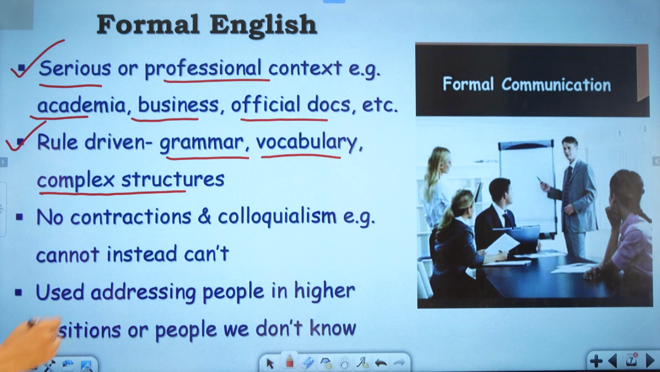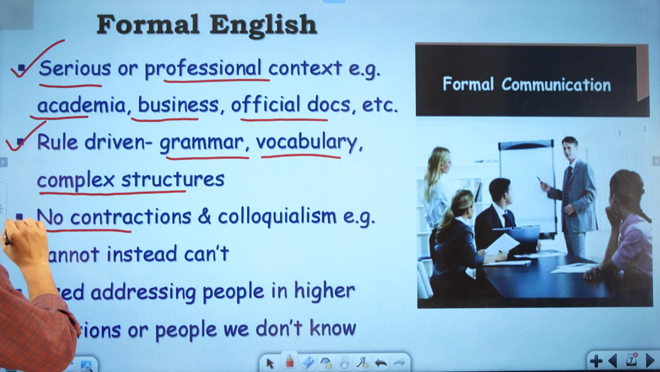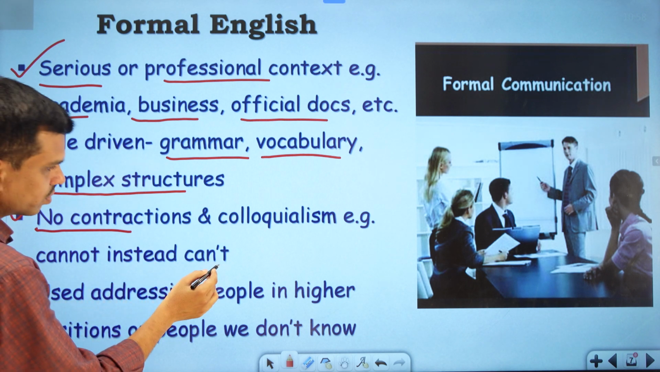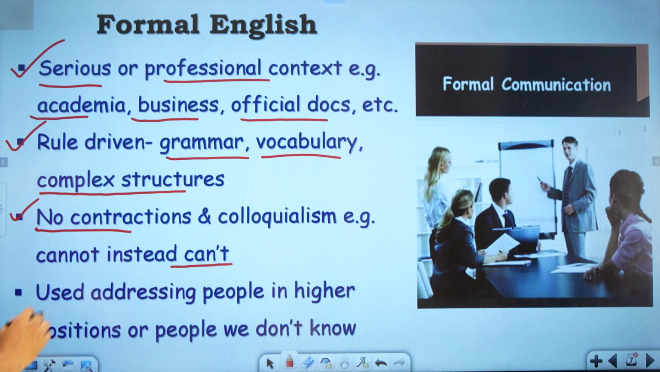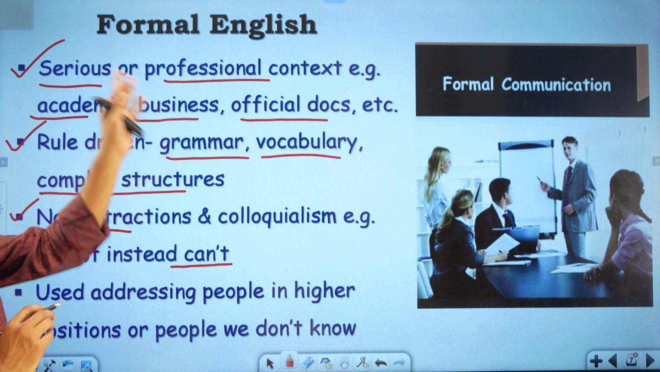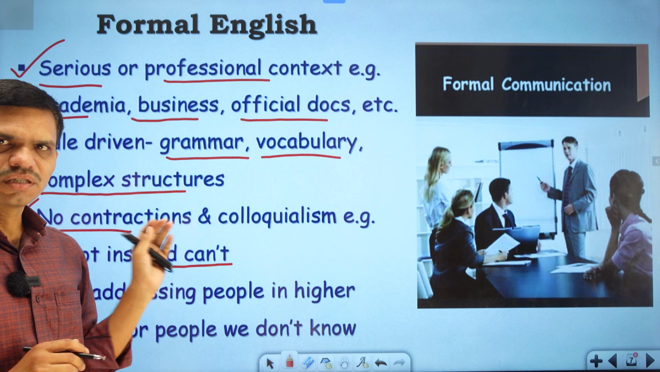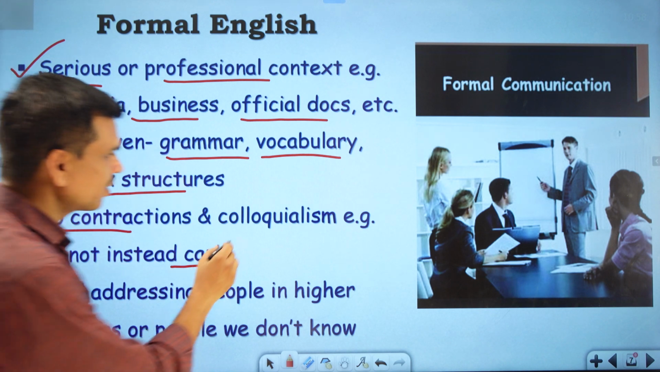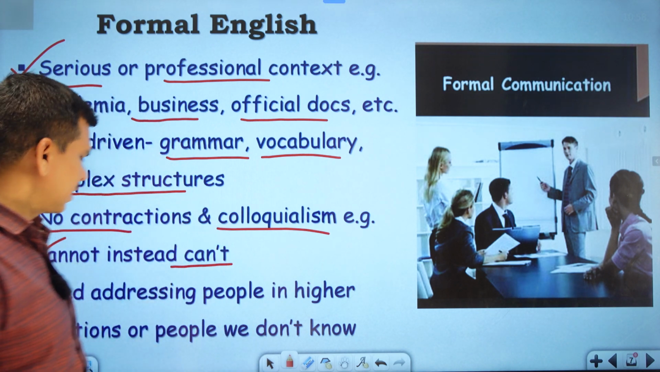Then we do not have any contractions, meaning we cannot use words like can't, shan't or won't. We have to use full forms in formal English. It is a feature of formal English, and we do not have any colloquialism in formal English.